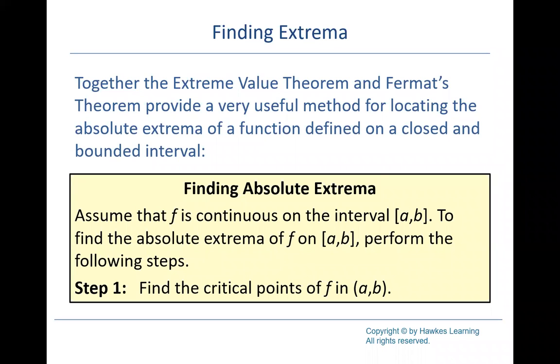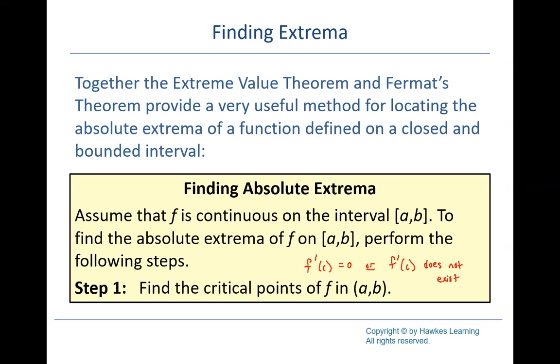First, we're going to assume that f is continuous on the closed interval a to b. Then we can apply both the extreme value theorem and Fermat's theorem to locate our extreme values. Here are the steps. We'll start by first finding the critical points of f in the interior. Remember, your critical points are the points where f prime of c equals 0 or f prime of c does not exist.